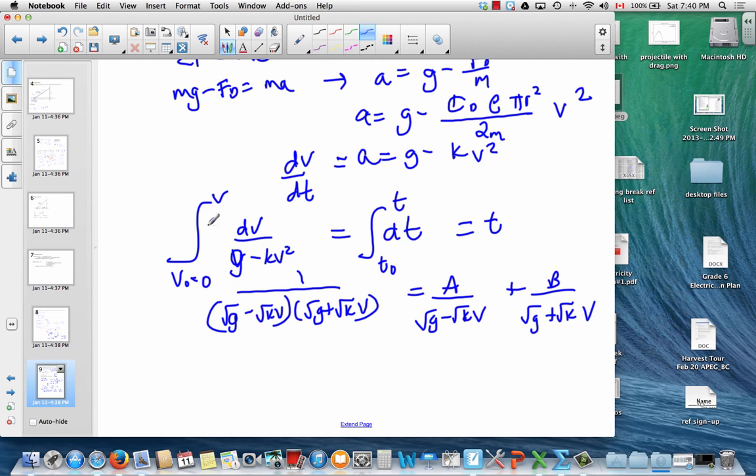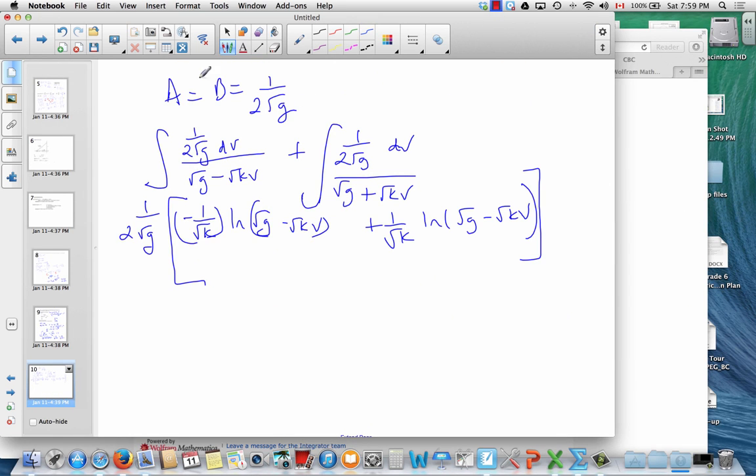So you can try, just as a little math challenge, and actually work out this integral. Then you'll have two log functions added together, and you can use the log property to simplify that. And then you can just invert that to actually get an expression solving for velocity as a function of time.